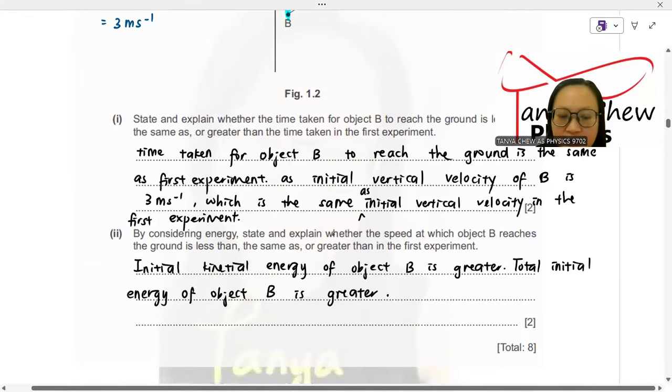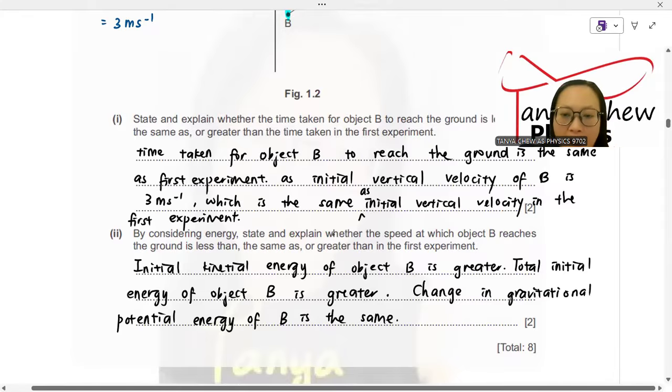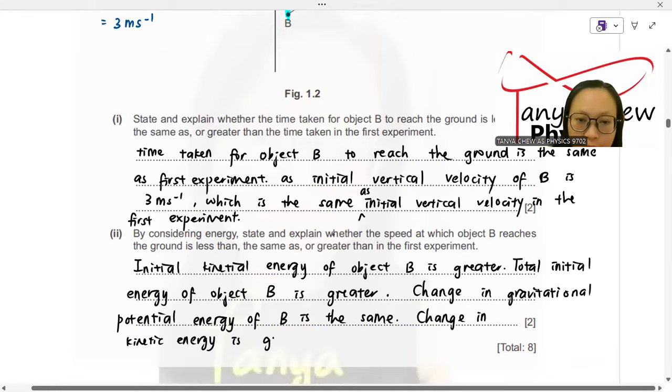Since they asked us to consider the energy, I would say the change in gravitational potential energy of B is basically the same as the first experiment, but the change in kinetic energy is greater since the initial speed is greater.